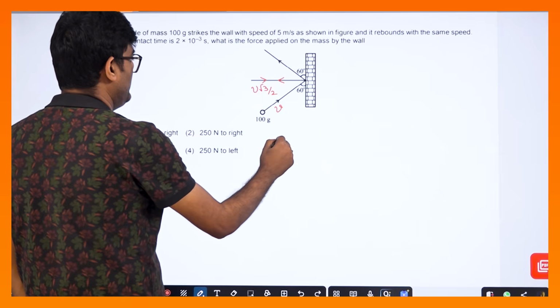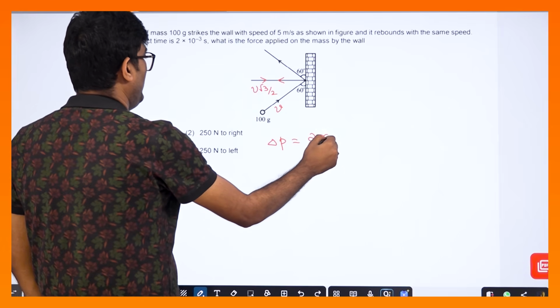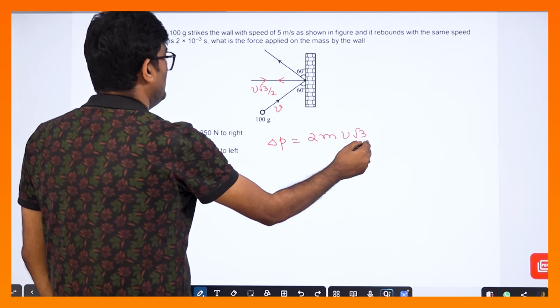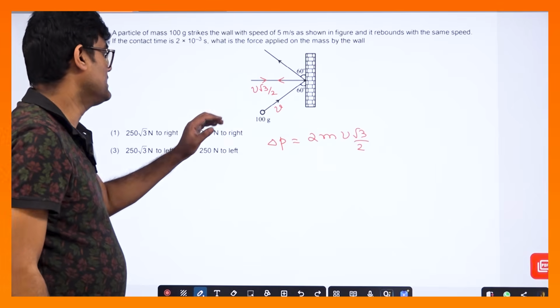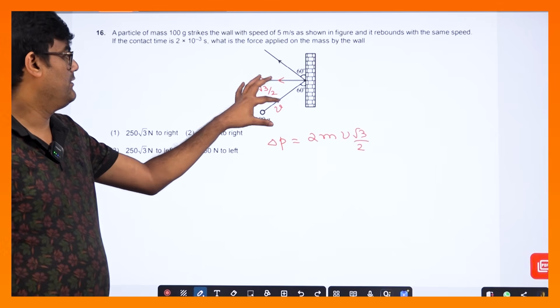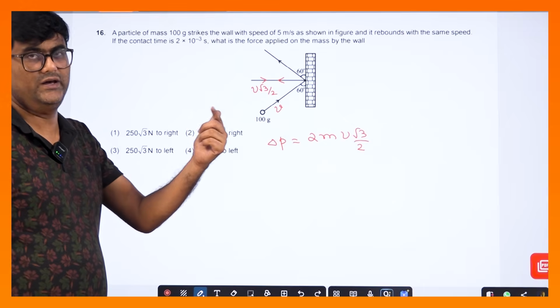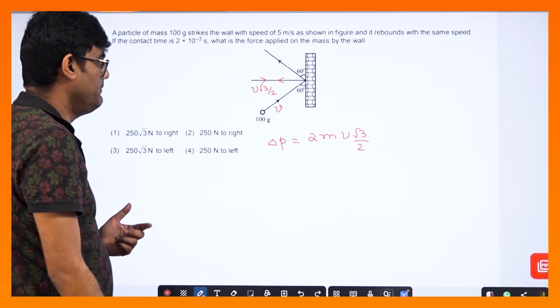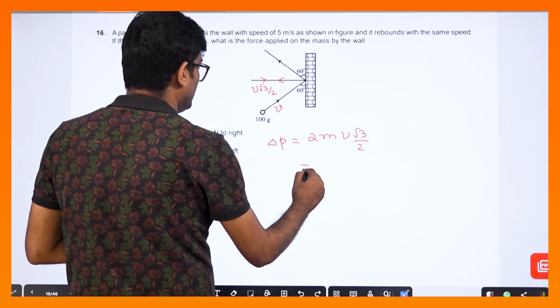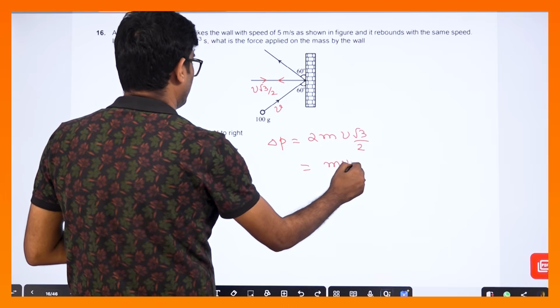So the change in linear momentum is 2m into v root 3 by 2. The value 2 comes here because I am subtracting the initial value from the final value, and the vectors are in opposite direction. That is why they are getting added. The magnitudes are getting added. So the change in momentum is mv root 3.